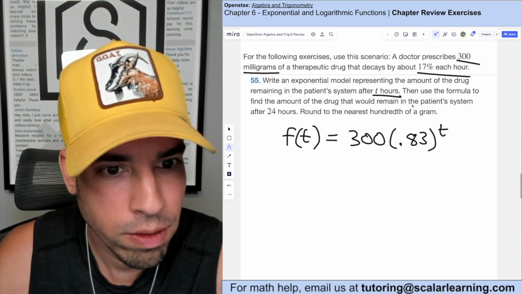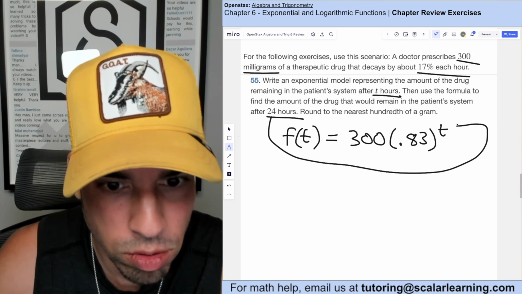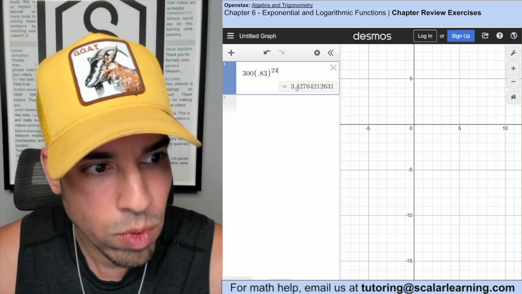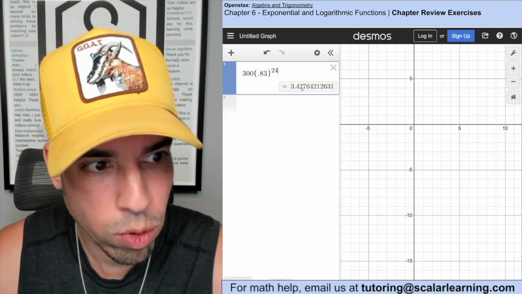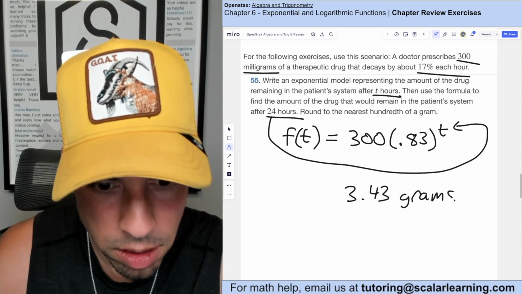And then now if we're trying to figure out how much would remain at 24 hours, this is what we plug in for t, so let's do that in Desmos. So as we plug in, rounding to the nearest hundredth, we get 3.43, so we get 3.43 grams remaining, boom, done.